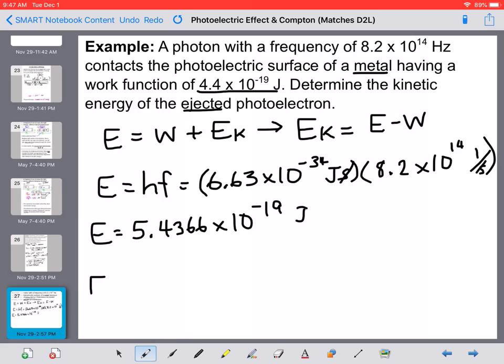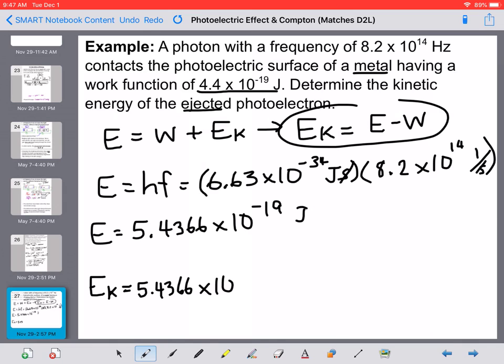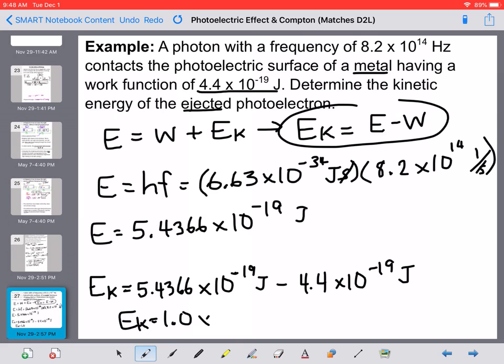So now, all I have to do is plug everything back into the formula that I wrote down at the beginning. So E is 5.4366 times 10 to the negative 19 joules, and we're subtracting from that the value for W, which is 4.4 times 10 to the negative 19 joules. And we want everything to 2 significant digits here. So after rounding to 2 significant digits, I find that EK is 1.0 times 10 to the negative 19 joules.